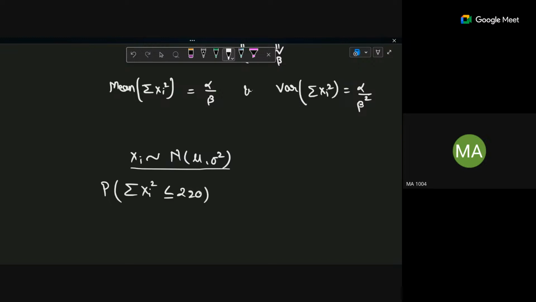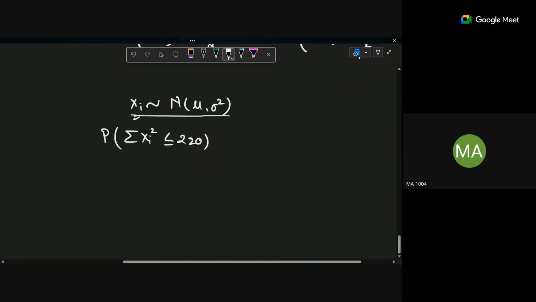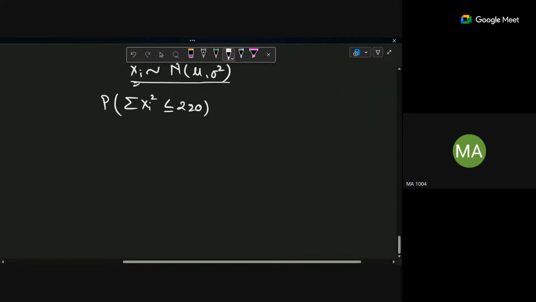So what's the criteria to do that? Ma'am, first we'll centralize the distribution. Yeah, centralize the distribution. That is nothing but subtracting the mean from all the values of xi. That is just a translation of your distribution. That's it. Then after that, you use the gamma distribution kind of thing. Okay.